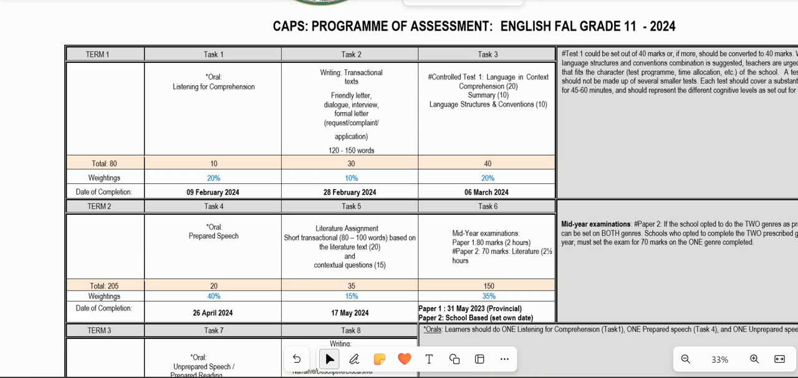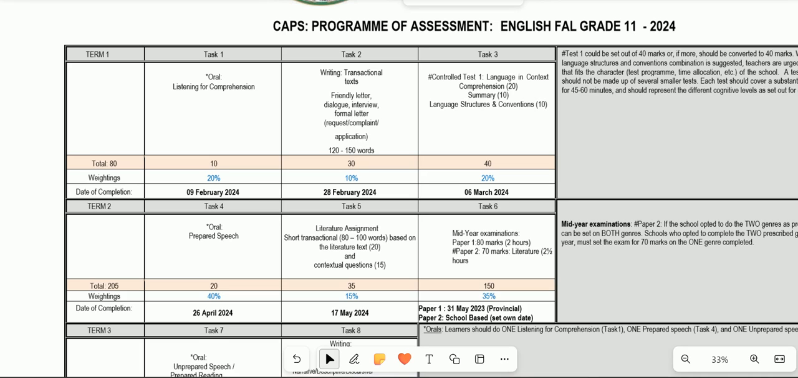For example, listening for comprehension is where we are going to teach you the skill to listen for meaning, which is a skill of listening and speaking stipulated in CAPS. When you write, it's going to be the skill of writing and presenting, where you are going to develop the art of writing for different purposes, different audiences, and understanding different formats of various transactional writing. When you present orally, it's still listening and speaking. And when we examine anything that has to do with language, it is language structure and conventions. And those are the skills.